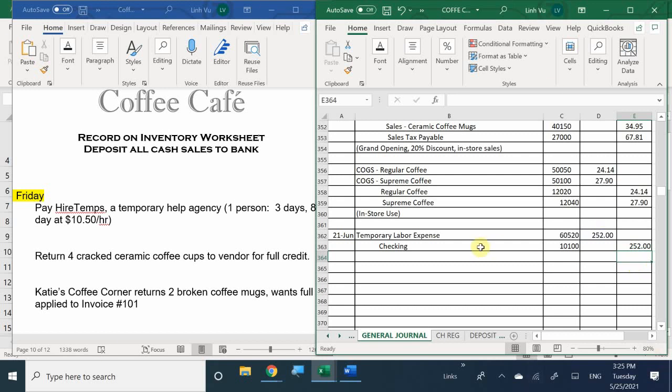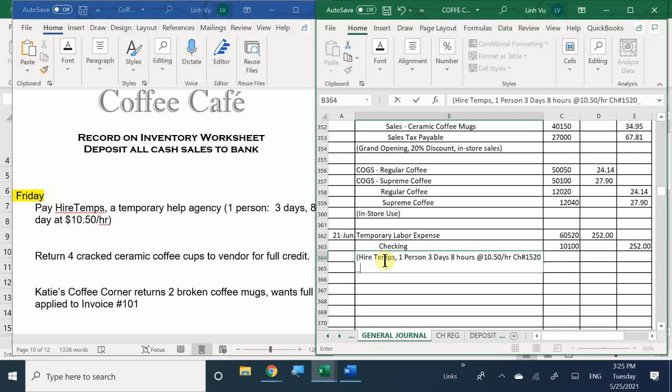And then I put a note, Hire Temps, and I put one person for 3 days, 8 hours at 10.50 an hour. I put check number 1520. All right, so we have to go to the check register to get that number. Now we would go to the check register to get that number.